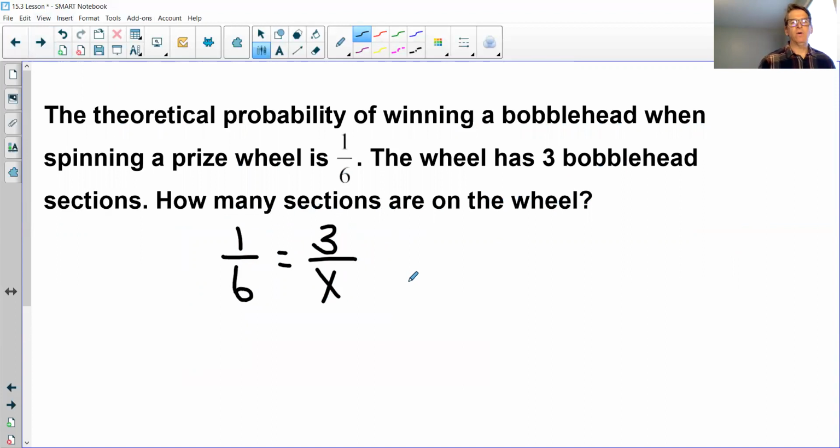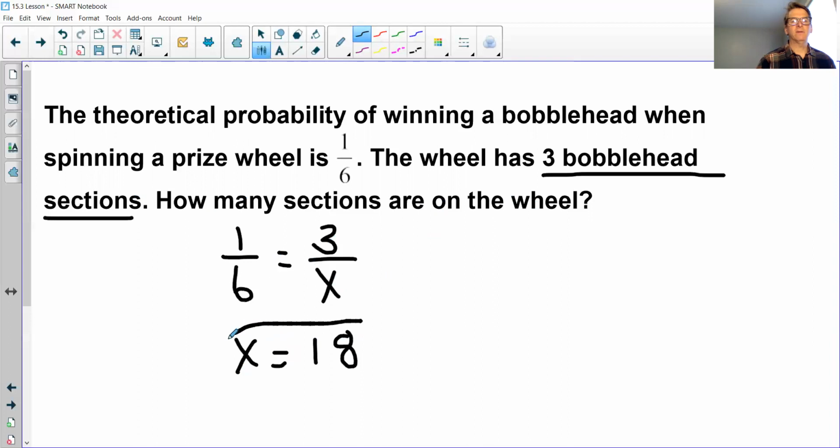We're given the probability, 1/6, and it's equal to 3 over x. We are given the bobblehead sections, the favorable ones, as 3, and the total number of sections is what we're trying to figure out. If you cross multiply, 1 times x is 6 times 3, or 18. So there are 18 sections on the prize wheel, the bobblehead spinning wheel.